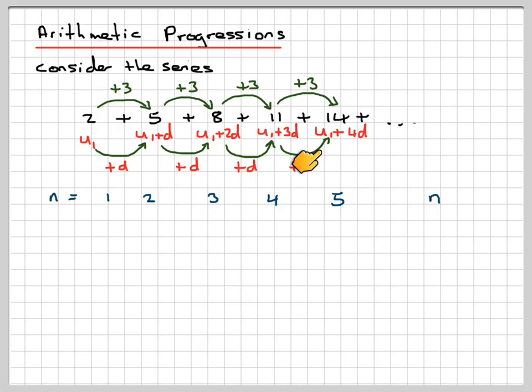So it's going to be U1 plus one number less than the number of terms. So if it's the nth term, this is going to be n minus 1 times what's known as the common difference D. And this is the formula for finding any term in this arithmetic progression. An arithmetic progression has the same common difference.